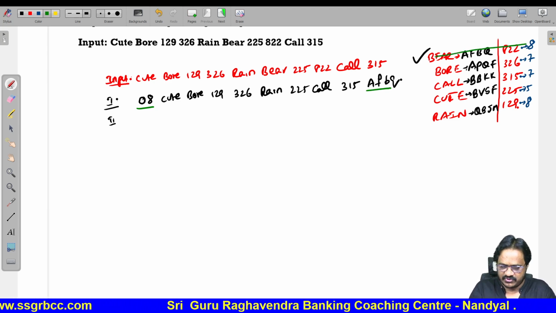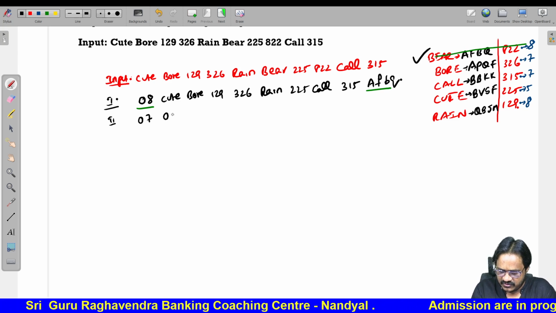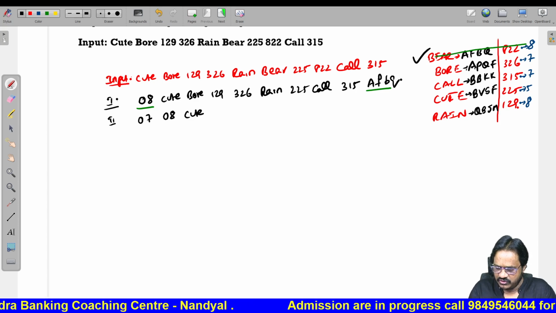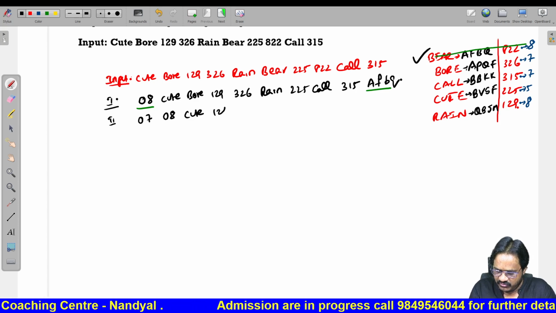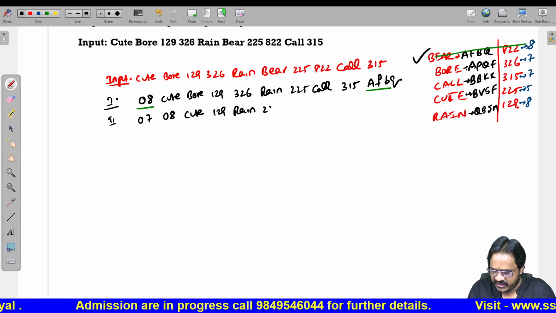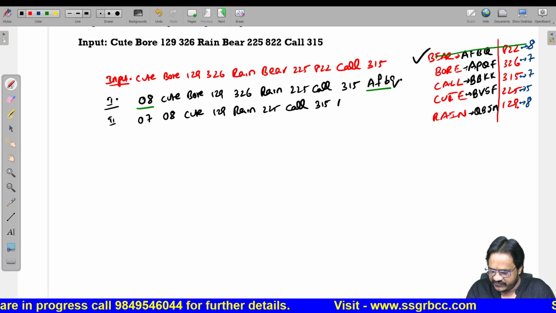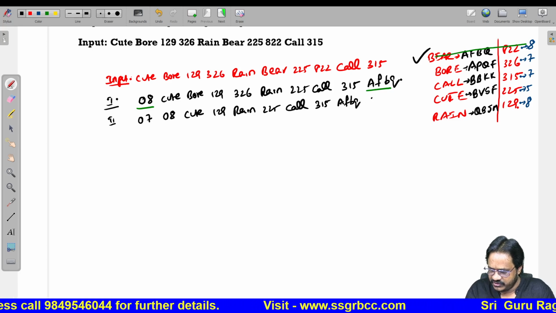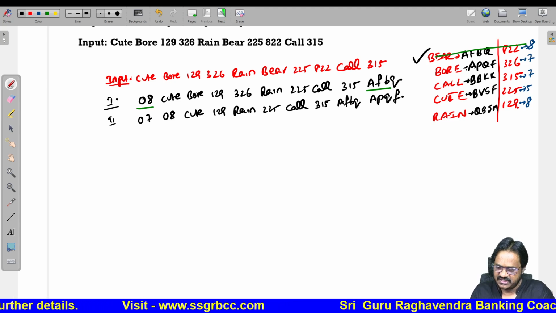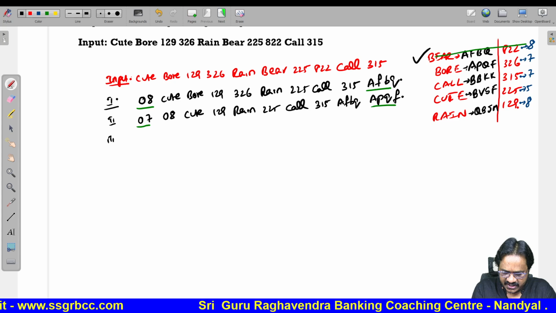Now come to step 2. In step 2 which number should we write? 7 first, followed by 8. Then followed by cute. Don't write bore now. Write 129. Don't write 326. It is rain. After rain 225. After 225 call. Then 315. Then AFBQ. Now APQF. That is the second step. So 7 APQF.